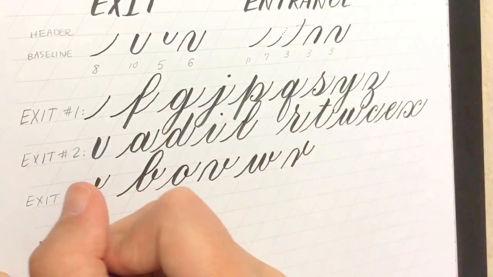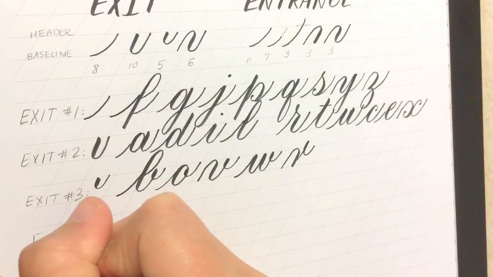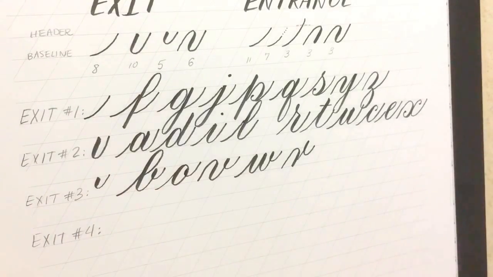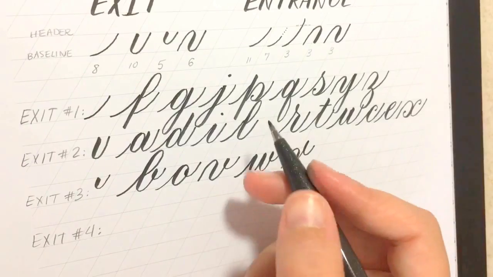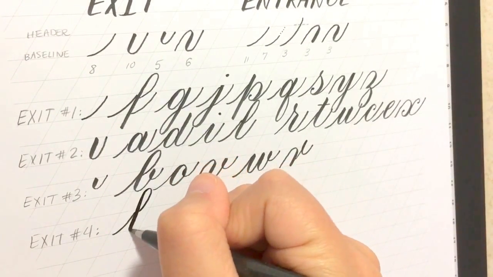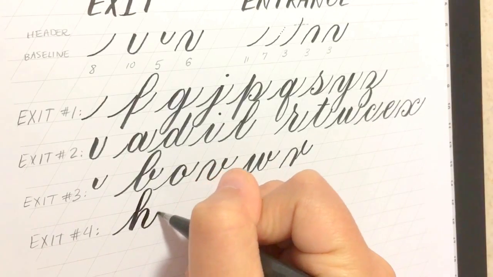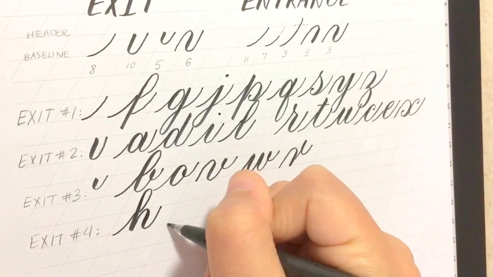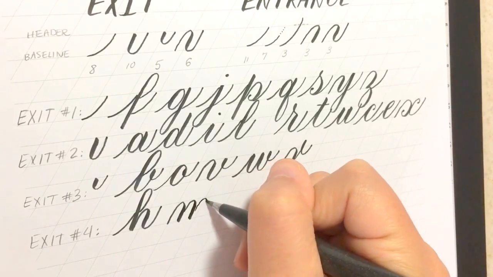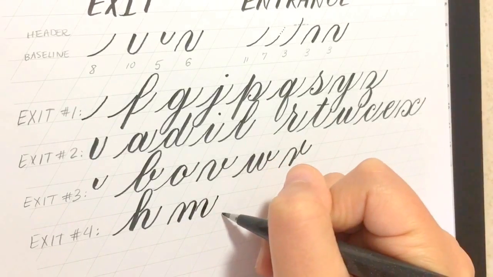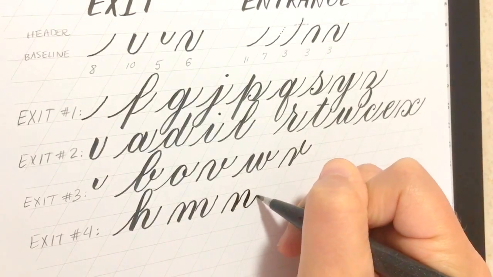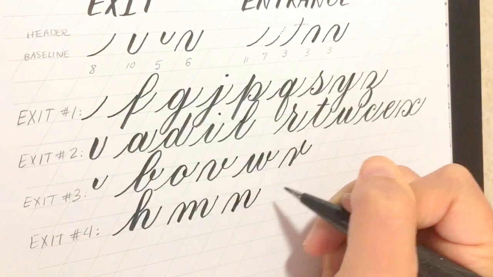Then lastly, we can exit with the compound curve. Okay, so the first letter that exits with a compound curve is H. We also have the letters M and N, which are very similar to each other. Those both end with the compound curve shape.